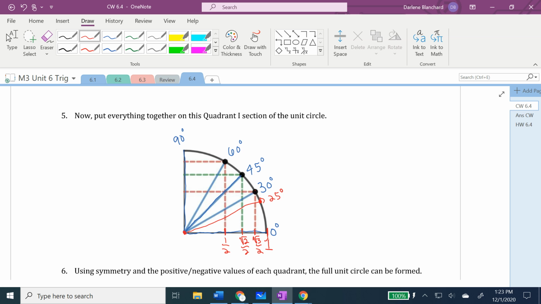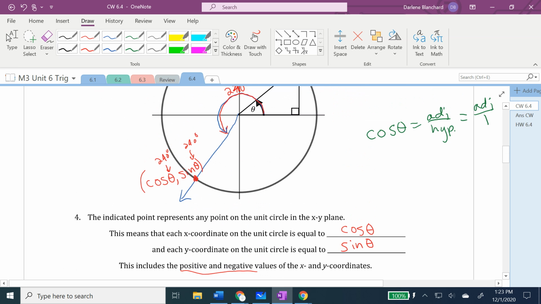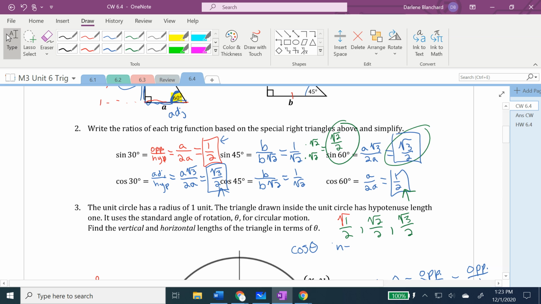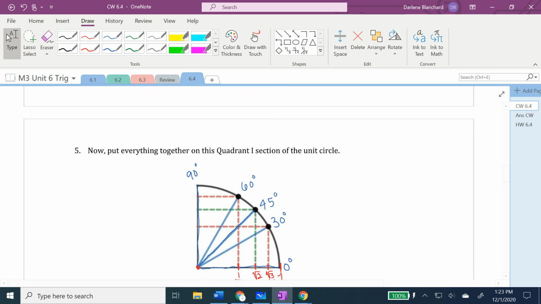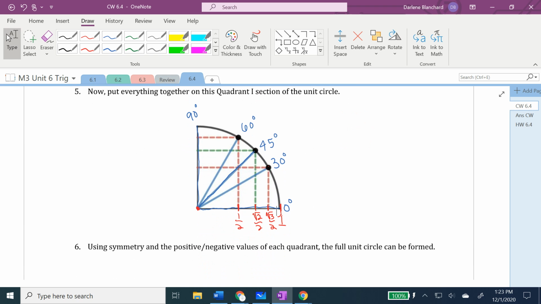And then if you go back, I'm going to erase the 25-degree angle because that was just talking about something. So if you go back and you look at what is the sine and cosine of 30 degrees, 45 degrees, and 60 degrees, these match up exactly. So if I asked you, what is the sine of 30 degrees? That is the y-coordinate of this point.